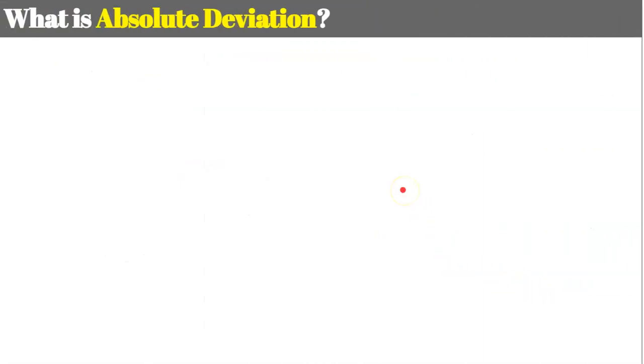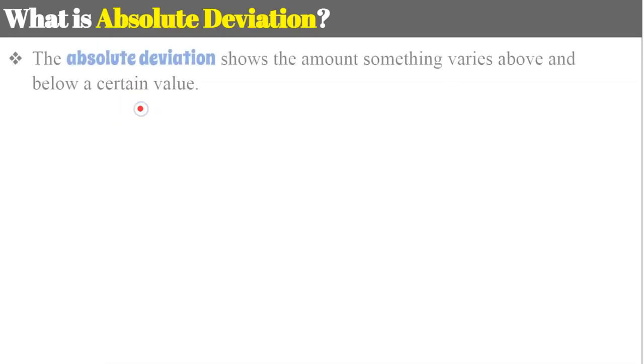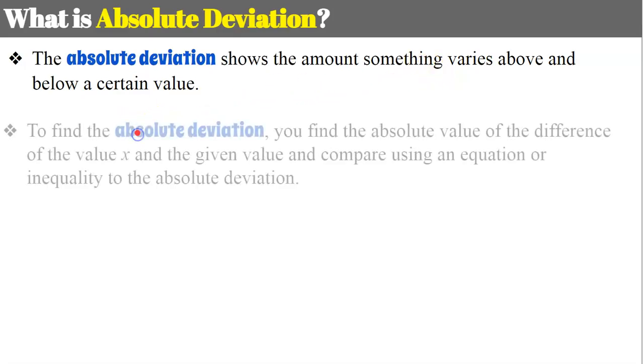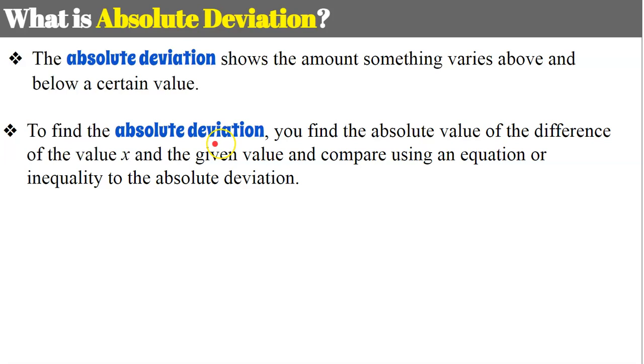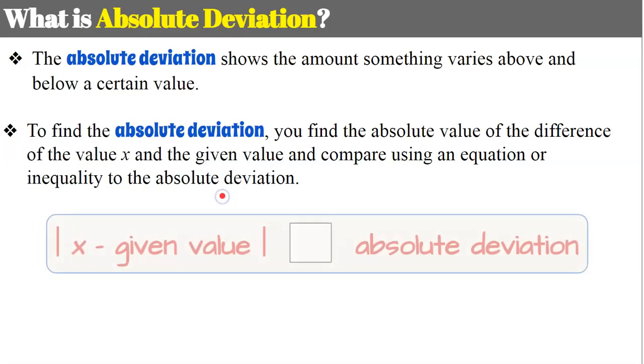What is absolute deviation? Absolute deviation is a real-world application now that you understand absolute value inequalities. The absolute deviation shows the amount something varies above or below a certain value. To find the absolute deviation, you can find the absolute value of the difference of the value x and the given value and compare using an equation or inequality to the absolute deviation.